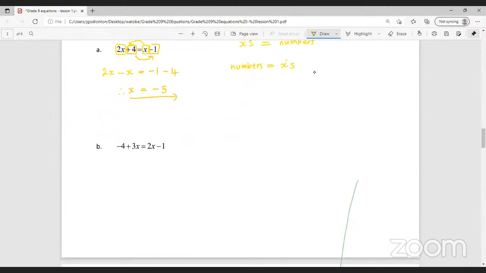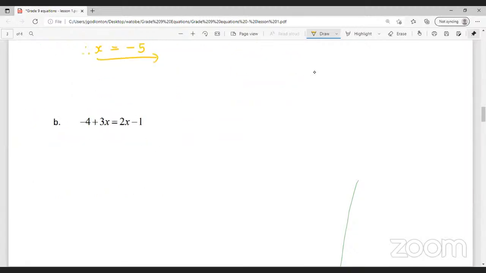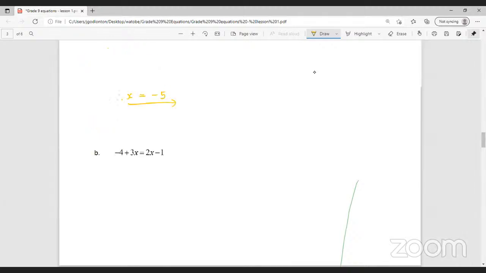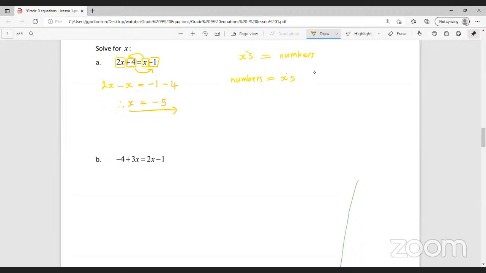Okay. I'm going to give you guys a couple of minutes to give B a try for me. So remember our goal, I'm going to shrink this so that you can see our A and see if that helps. We want to get our x's onto one side and we want to get our numbers onto the other side. So give that one a go.